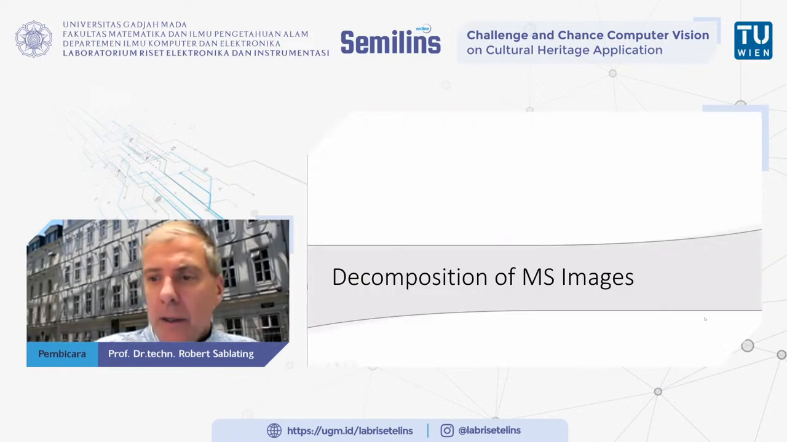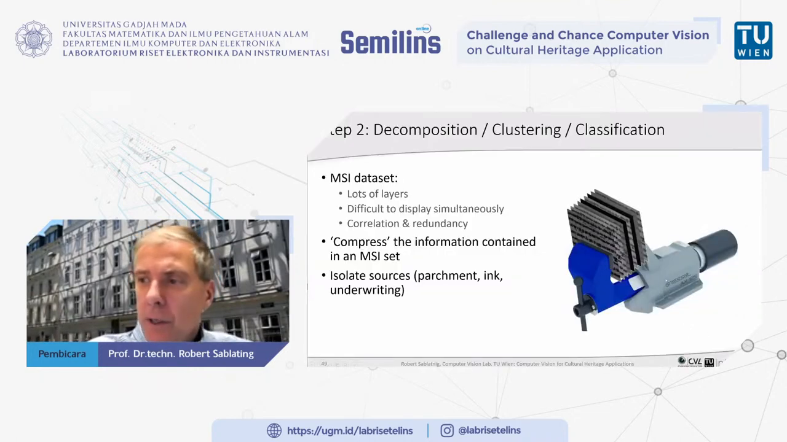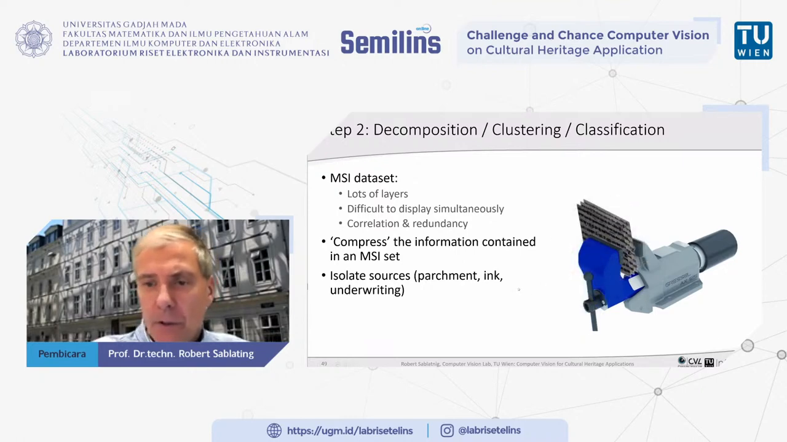enhanced channel. And the next part is to use these channels that are already registered and put them together into a multispectral image. And here you see what is done. We take these different images and compress the information that is contained in them. Why? Because most of the layers display the same thing anyway. And we are interested in the things that are not displayed by all these different layers, because these parts contain the interesting information. So what we would like to have is a decomposition.